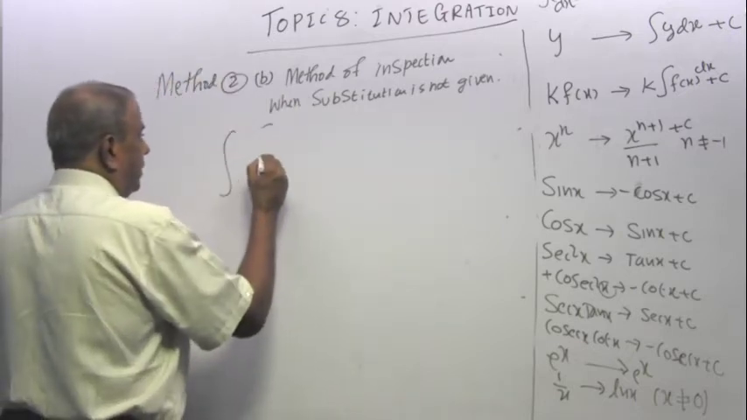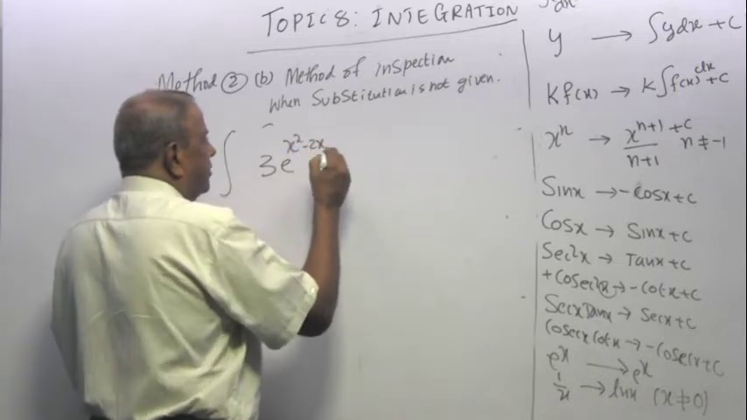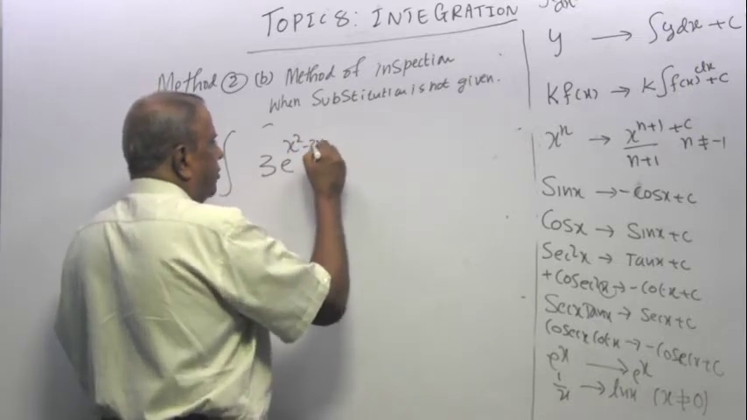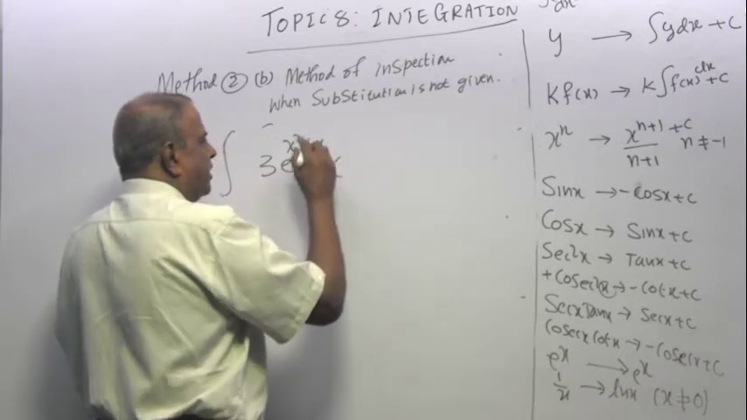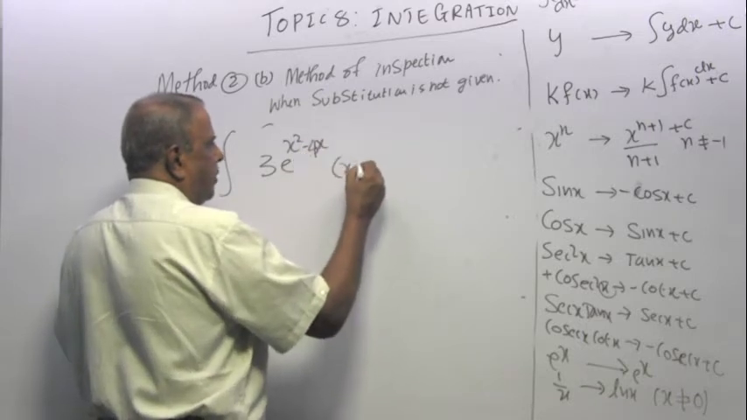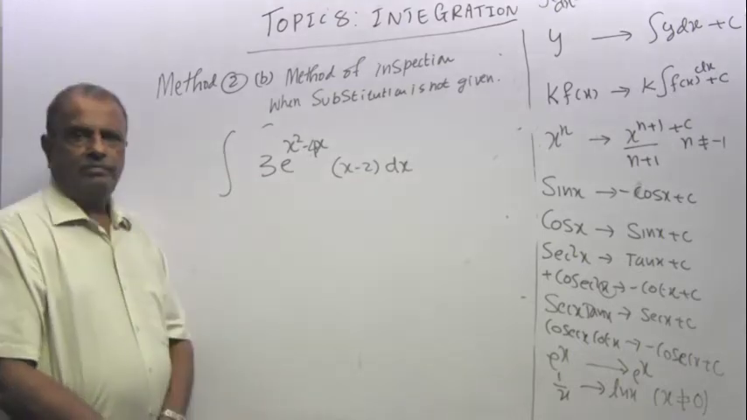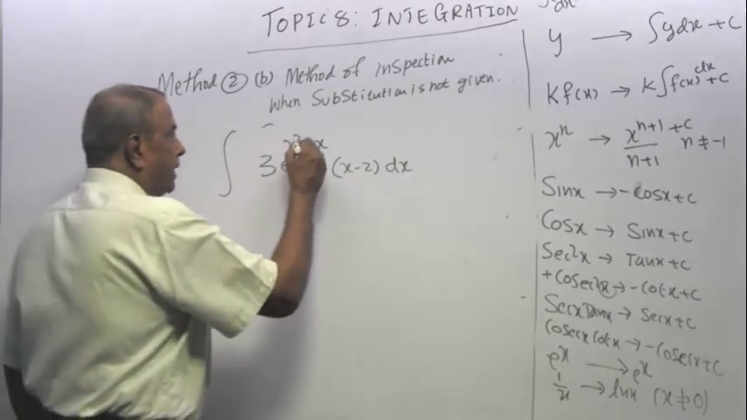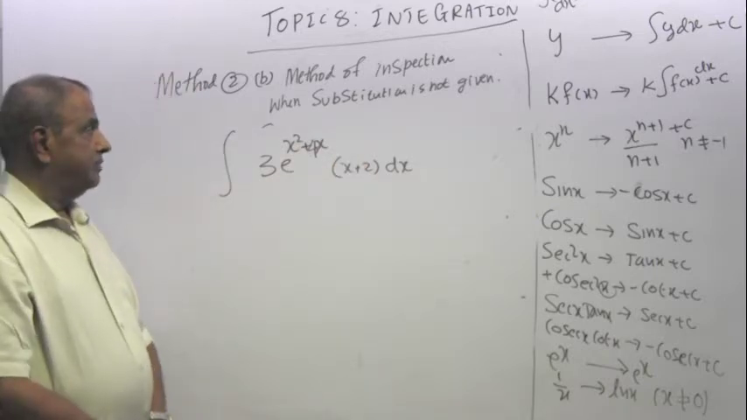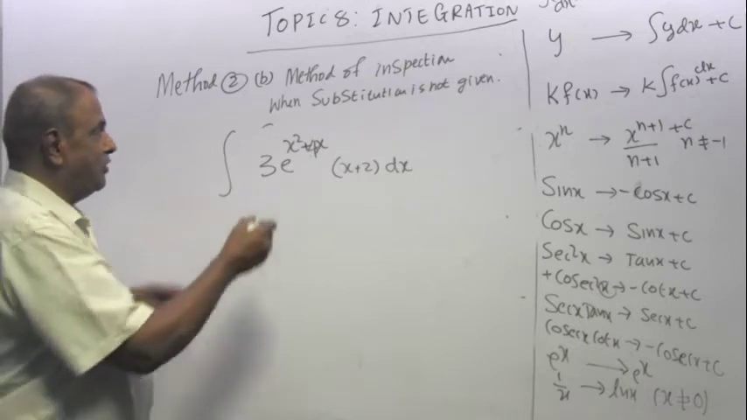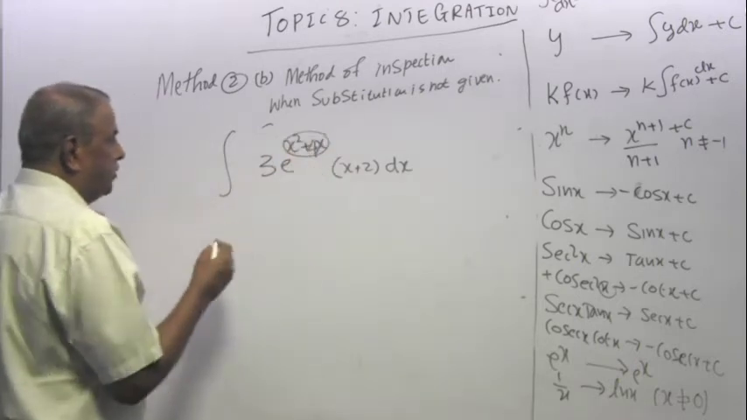Integral 3 e to the power x squared plus 4x times x plus 2 dx. Okay, let's make it x squared plus 4x plus 2. Happy? So what you do is, it resembles e to the power. If it was only e to the power, I could integrate it. I have an x squared plus 4x. Let me use the substitution first.